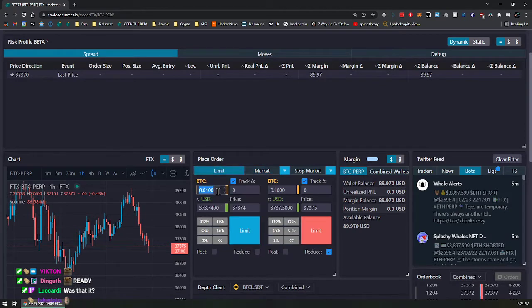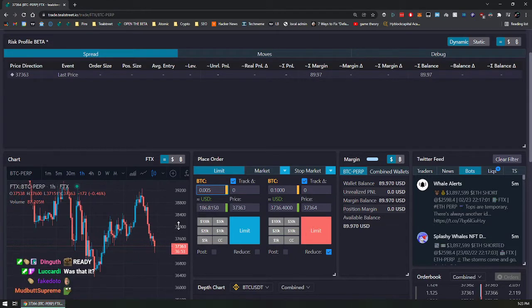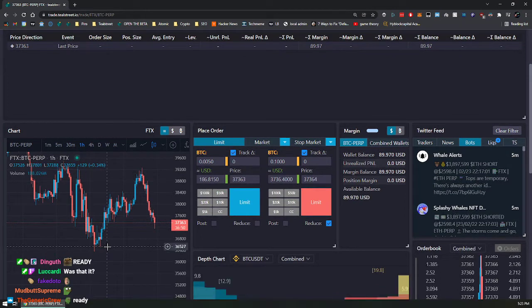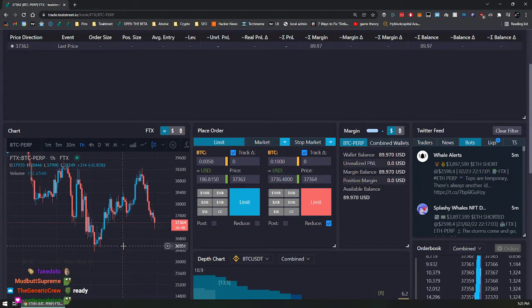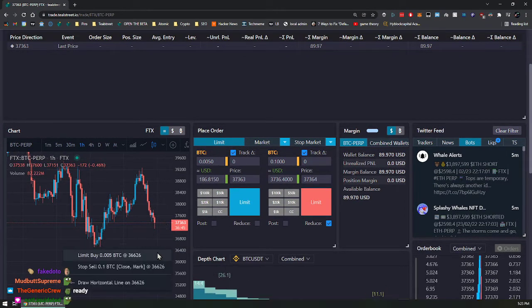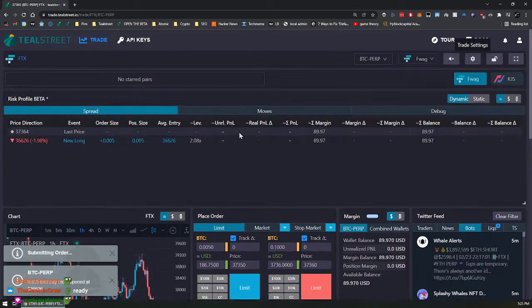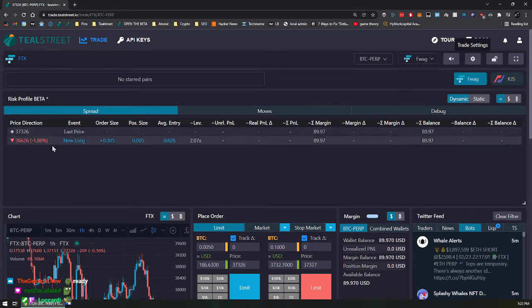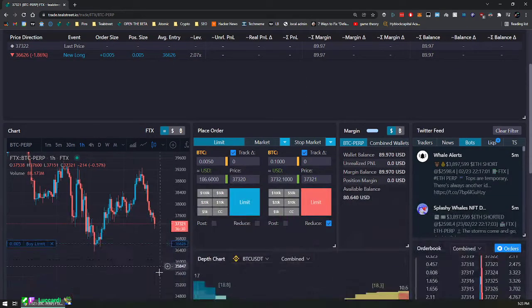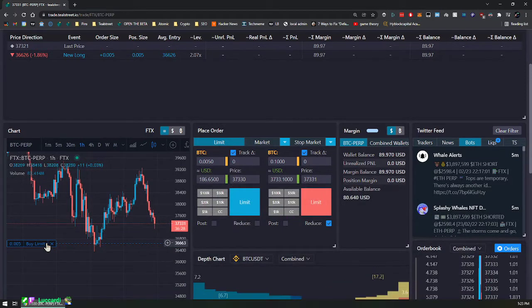Let's say we're just going to start simple. I am placing an order on the chart like you would any other day, right? And let's say I want to place a buy because I think this support is going to hold. Okay, that's cool. So here's the last price in the middle like we talked about. And here it shows that I would be opening a new long at 36.626, which is 1.86% down. So it knows that this order right here will be creating a long.